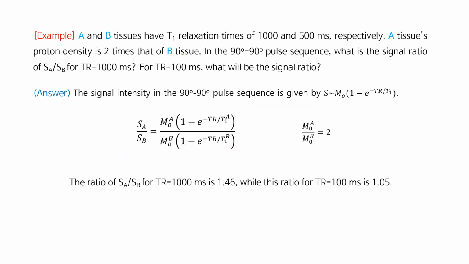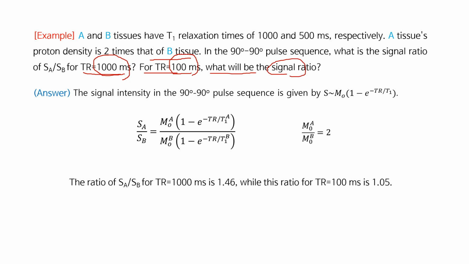Let's see one example. A and B tissues have T1 relaxation times of 1000 and 500 milliseconds respectively. A tissue's proton density is 2 times that of B tissue. In the 90-degree pulse sequence, what is the signal ratio of SA over SB for TR 1000 millisecond? For TR 100 millisecond, what will be the signal ratio?